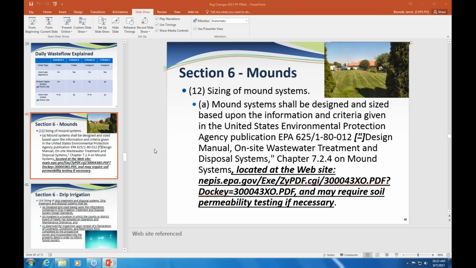Mounds. Mound systems shall be designed and sized based upon the information and criteria given in the United States Environmental Protection Agency publication, and you all can read all that information. It is located at that referenced website, and this is one of those things that's incorporated by reference.